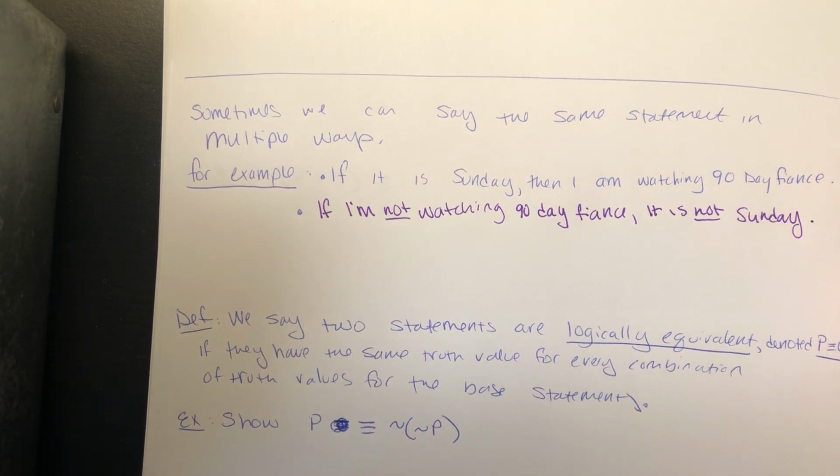Right, we would say that these two statements are logically equivalent to each other. They're asserting the same thing. As long as it's Sunday, I'm watching 90 Day Fiancé. And so if I'm not watching 90 Day Fiancé, it couldn't possibly be Sunday. This is like the third warm-up problem in section 5.1, where I told Dennis that if you get a 90 on the final, then you'll get an A for the semester. If you didn't get an A for the semester, then you must not have gotten a 90 on the final. These are two different ways of saying the same thing, so we would call these statements logically equivalent.